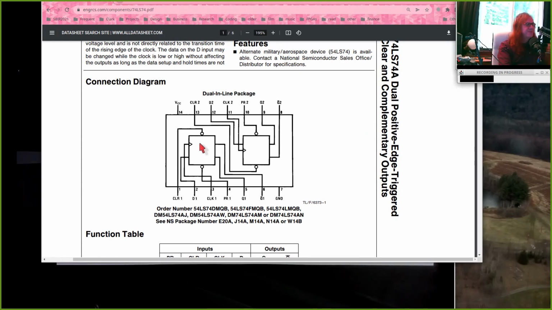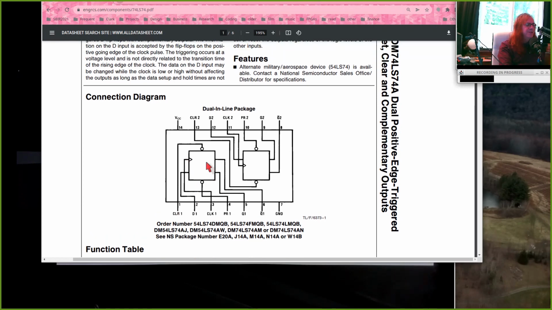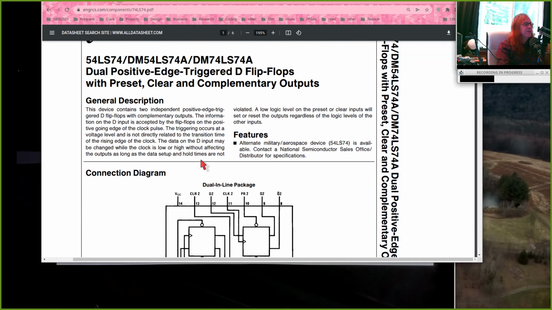So this is a D flip-flop. There's the clock input, there's D, there's the output Q, here's the inverted output Q bar. This has two additional inputs. There's an input labeled clear 1, which goes up here, and there's an input labeled PR or preset 1, which goes into the bottom. These are inputs you can use to force the output to a 1 or a 0. And so it says this is a dual positive edge trigger D flip-flop with preset clear and complementary outputs.